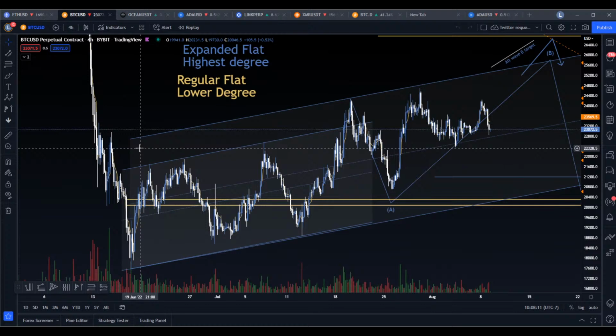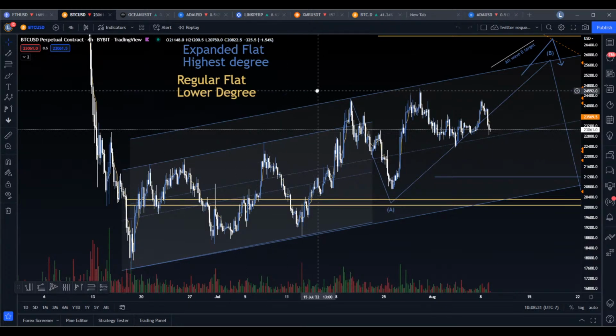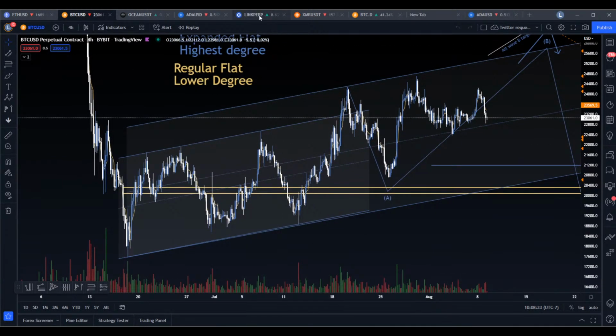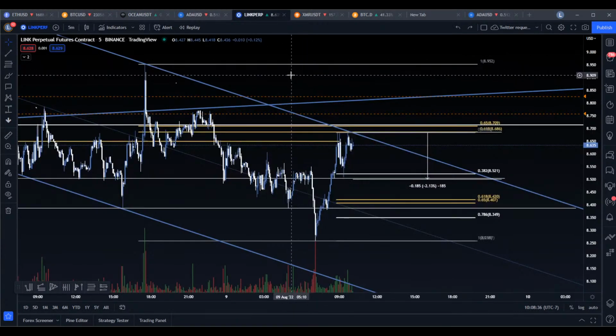Someone's asking if I would say the 786, 886, and the 618 are important for alts, and for Bitcoin it's just more the 382 and the 618. I would say it's all important, but you don't always get a 786 or an 886 retracement. When you do, you should pay attention and see if it's an idea that makes sense to consider trading.